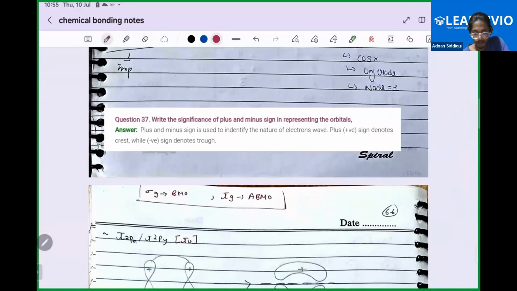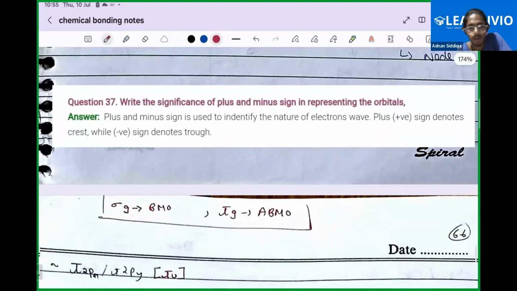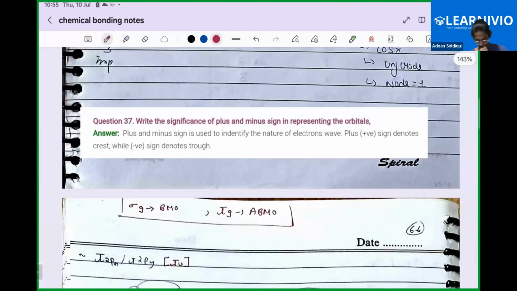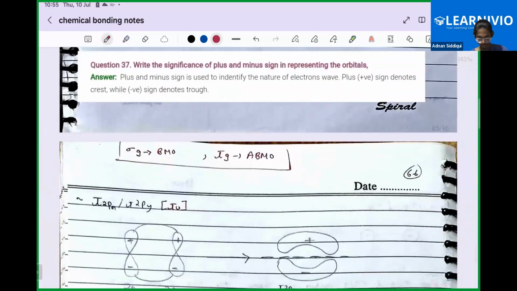This is the question in your answer: write the significance of plus and minus sign in representing the atomic orbital. Plus and minus sign is used to identify the nature of the electron's wave. Plus sign denotes rest, while negative sign denotes stuff.